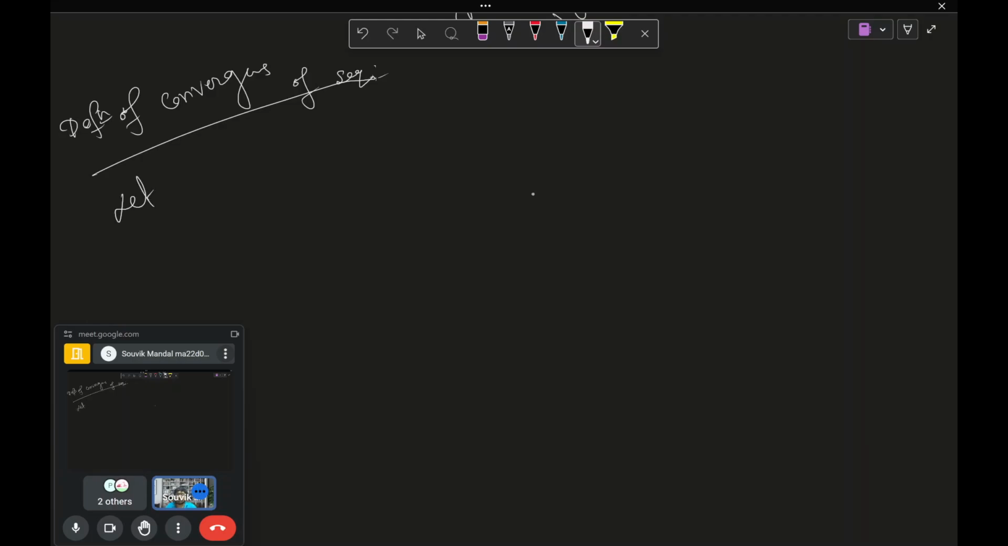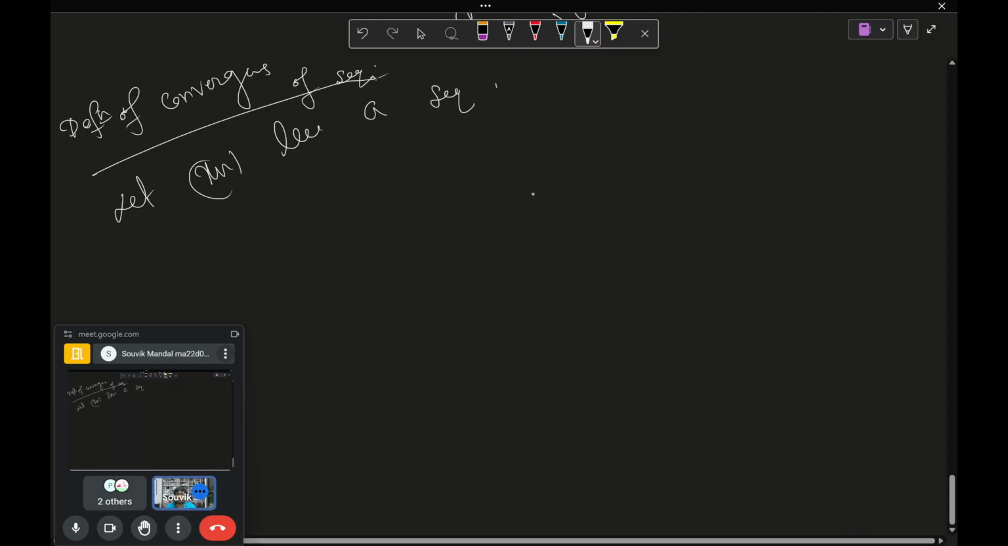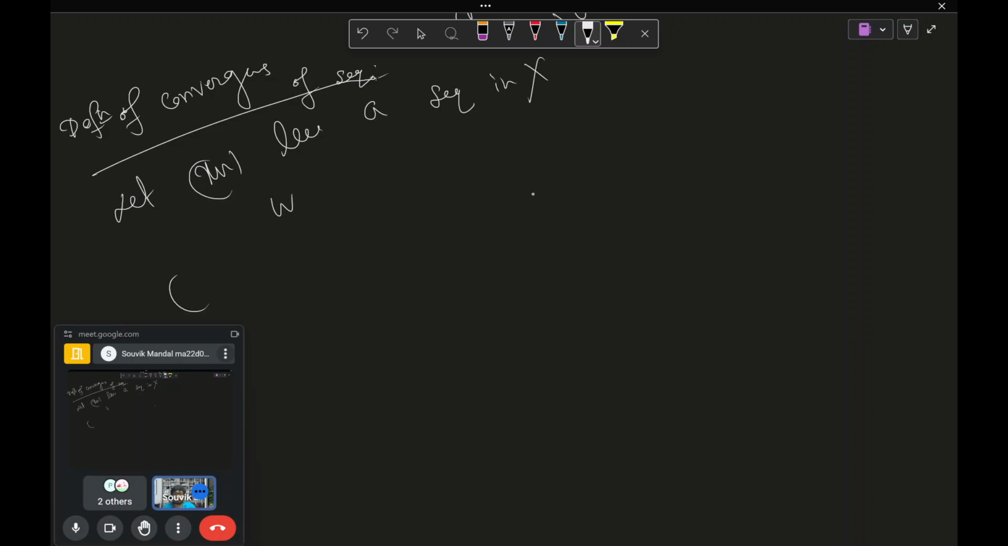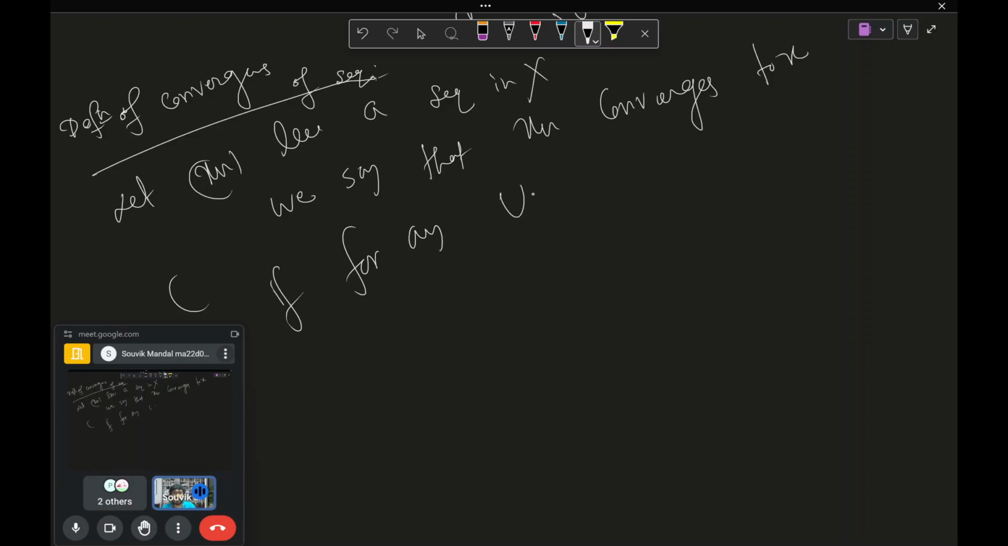So let xn be a sequence in X. We say that xn converges to x if for any open set U containing x, there exists a natural number K such that xn lies in the open set U for all n greater than or equal to K. So this is the definition of convergence of a sequence in topology.